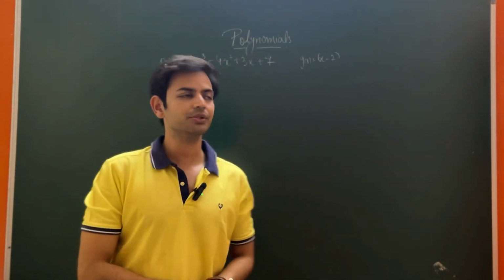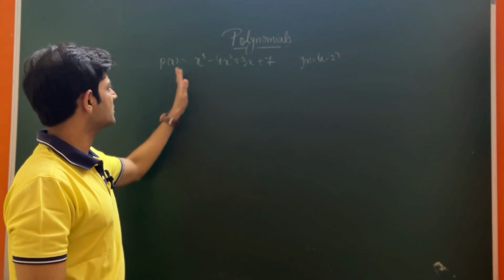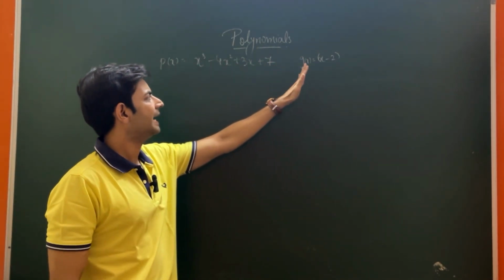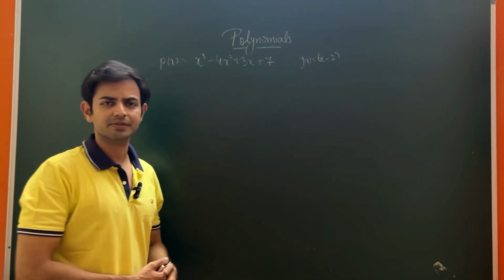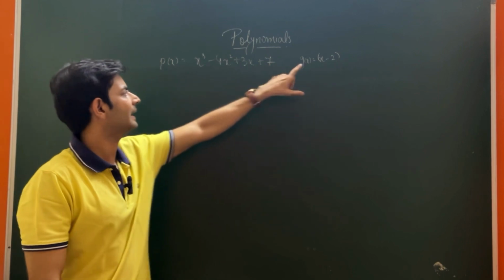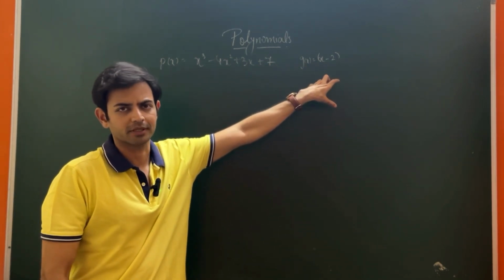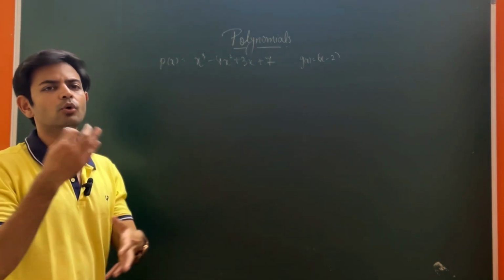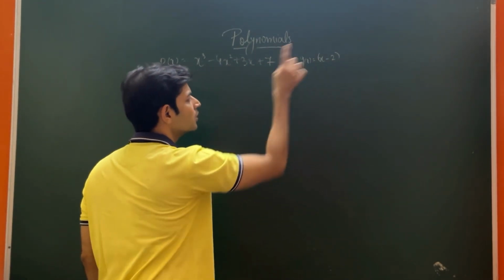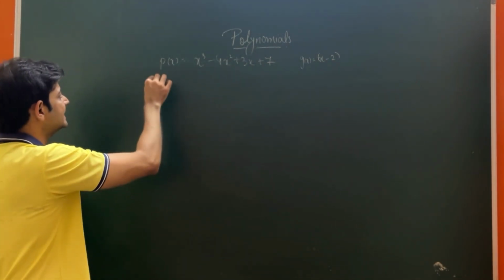So we have taken a question here. If p of x is equal to x cube minus 4x square plus 3x plus 7 and g of x is equal to x minus 2, we are supposed to divide this polynomial by this polynomial. So let's directly go for the remainder theorem first. Because I have x minus 2 here, I will take x is equal to 2.